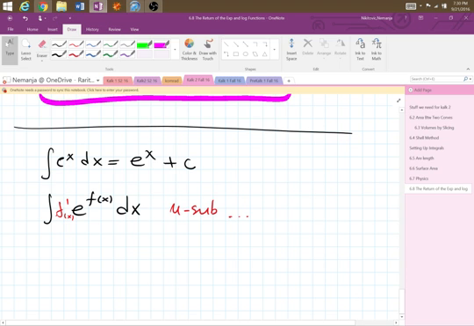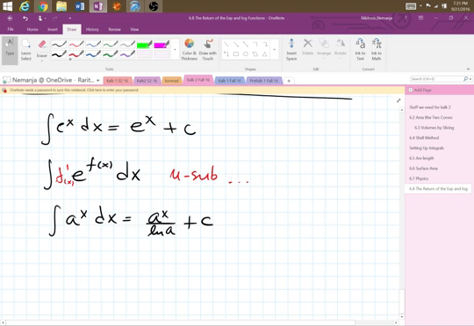And then if you are doing this with any base, then it's still going to be a to the x, but you're dividing by ln a, plus c. So there they are. Box this.